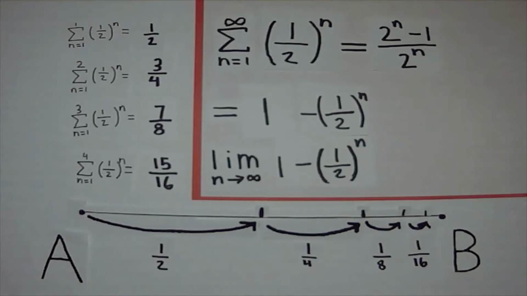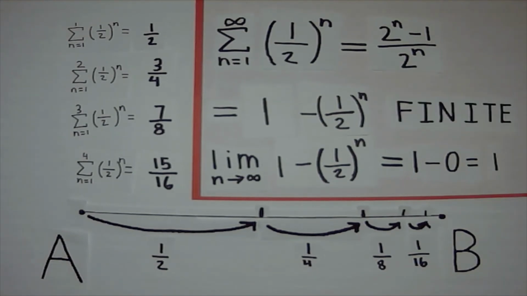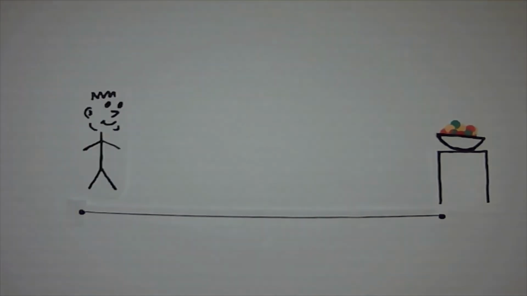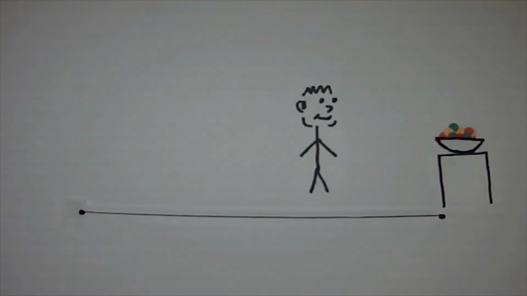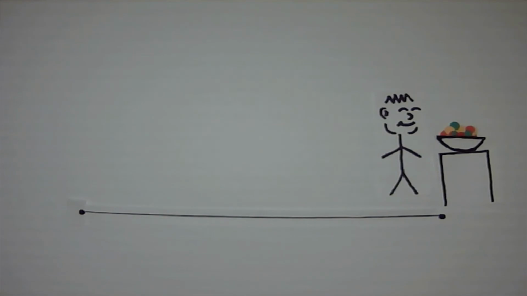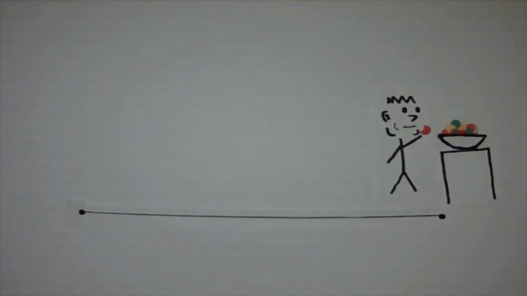Now we can see the limit of 1 as n approaches infinity is 1, since it has no relation to n. And the limit of 1/2 to the n as n approaches infinity is 0. Therefore, the distance between point A and B is 1, which is a finite distance. Now, if you travel over a fixed period of time, you'll be able to reach your destination, and you can finally eat that delicious bowl of fruit.